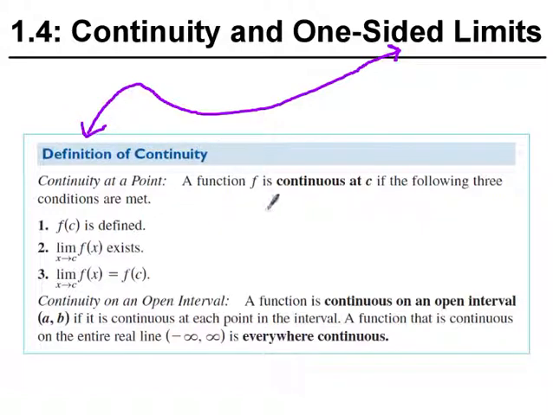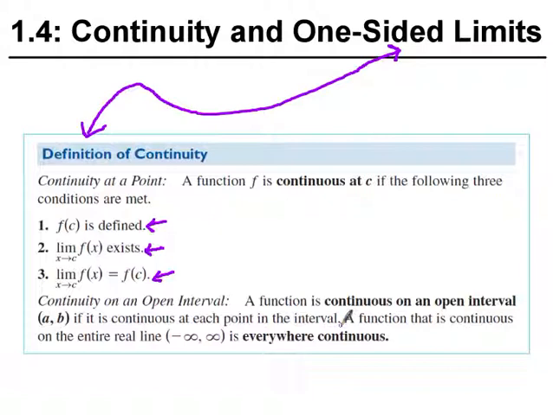Okay, and so the definition of continuity says a function f is continuous at c if the following three conditions are met. So first of all, f of c is defined. So this basically means that you have a y value. When it says f of c is defined, that means you have a y value. The limit exists. And the limit as x approaches c of f of x equals f of c.